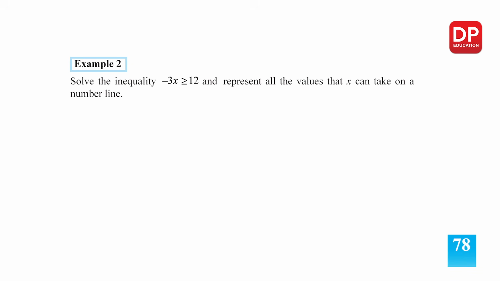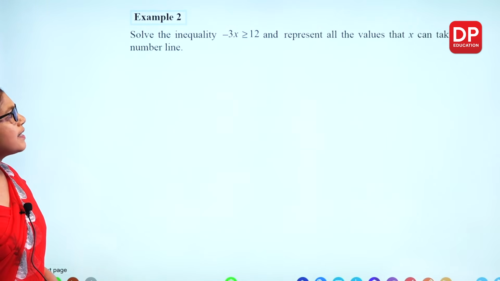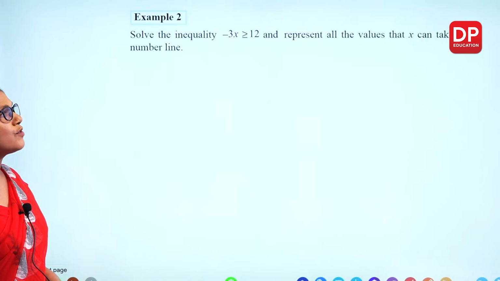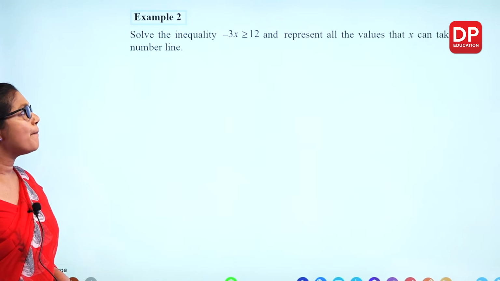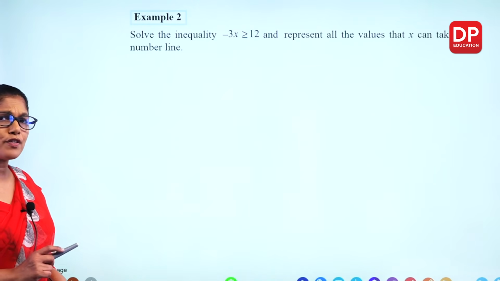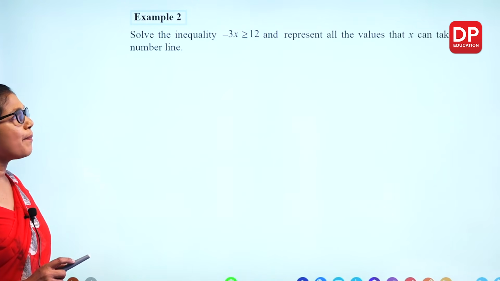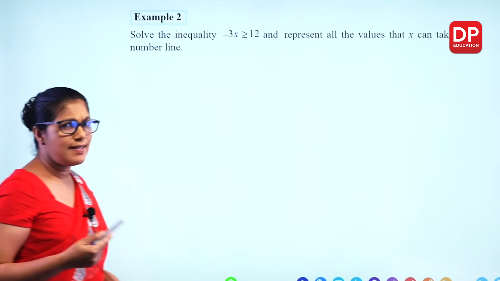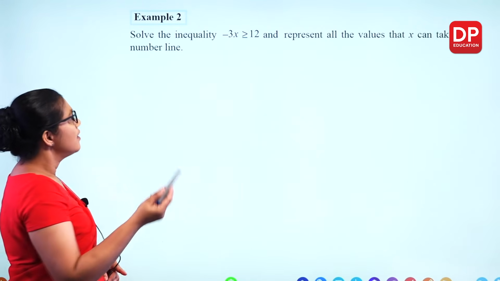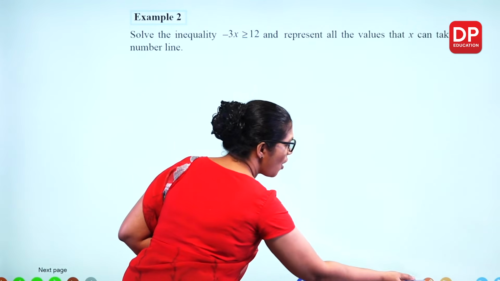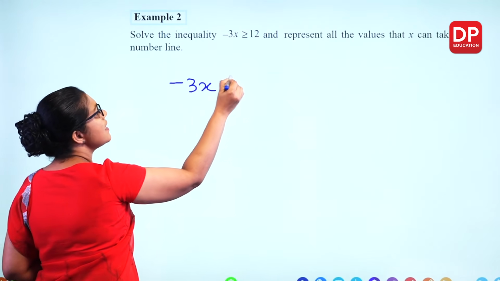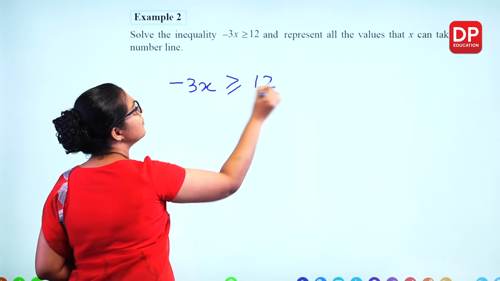Second example, it says solve the inequality minus 3x greater than or equal to 12 and represent all the values that x can take on a number line. Here, what's the difference between the previous example and this one? It says all the values. So that means real numbers. So first we'll try to solve this. The inequality is minus 3x greater than or equal to 12.